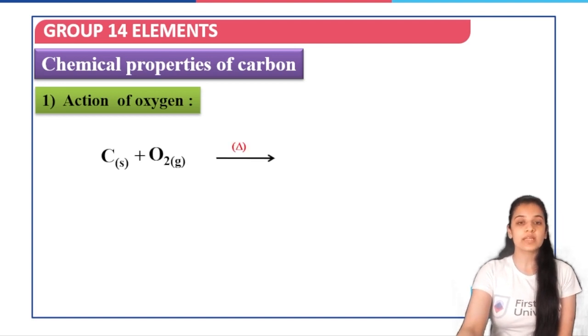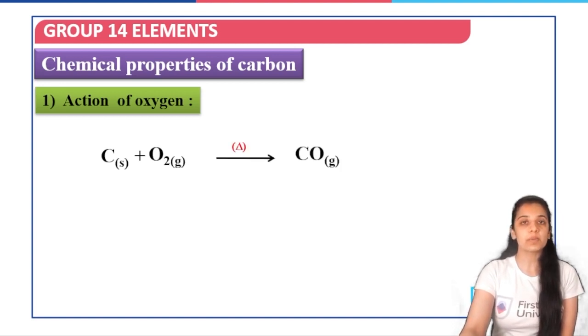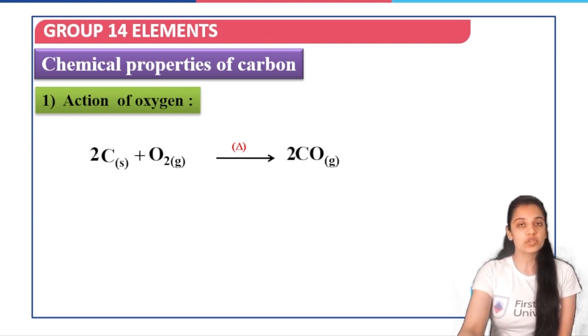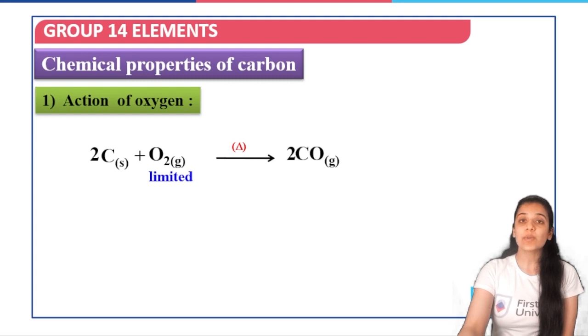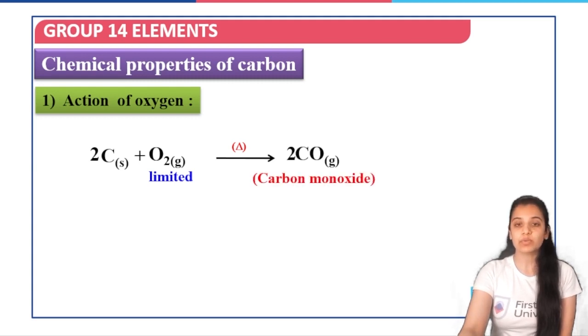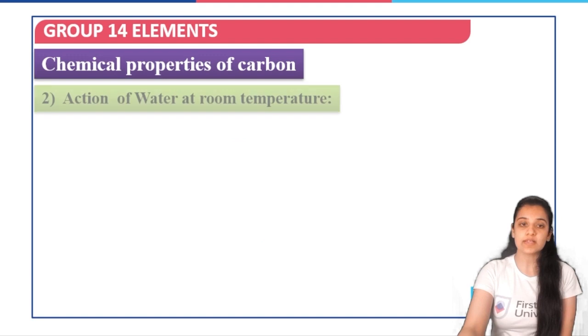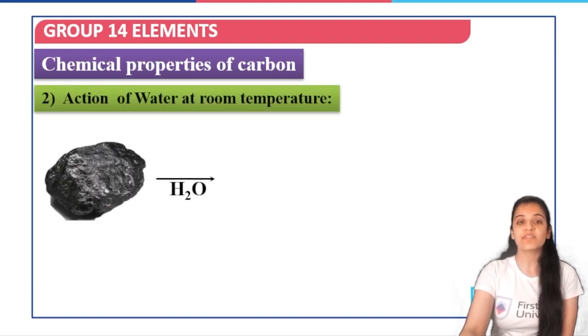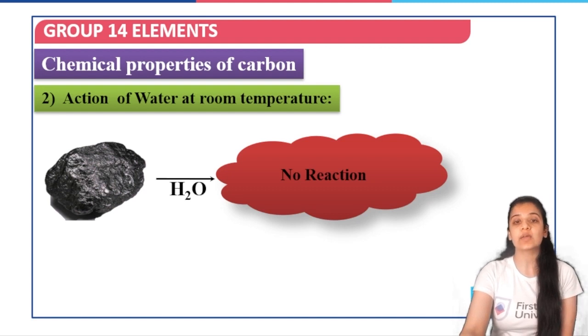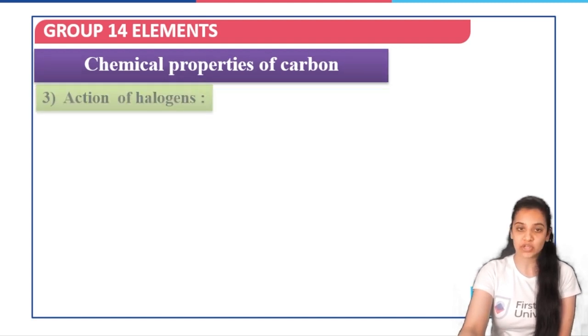So, with O2 in the gaseous form on heating, it will give carbon monoxide gas. 2 moles of it and 2 moles of carbon are reacting. Now, this is when oxygen is present in the limited amount that we get carbon monoxide. But when carbon reacts with oxygen present in excess, we get carbon dioxide, which is the major product in this case. The second is the action of water at room temperature. So, if we have carbon reacting with water directly, there is no reaction.